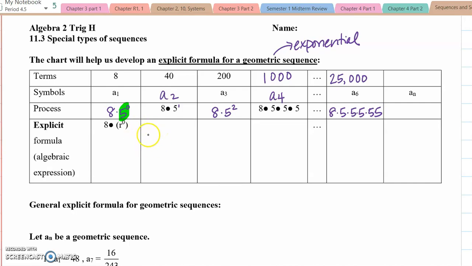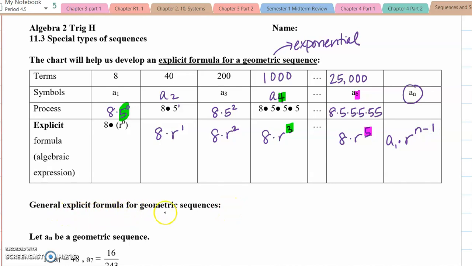And if you notice what the formula would be, if you fill in all of these boxes, this number here and here are related for every single one of these terms, that the exponent is always 1 less than the term number that you're trying to find. So 5 is 1 less than 6, 3 is 1 less than 4. So your explicit formula will take your first term and multiply by r to the power of n minus 1.